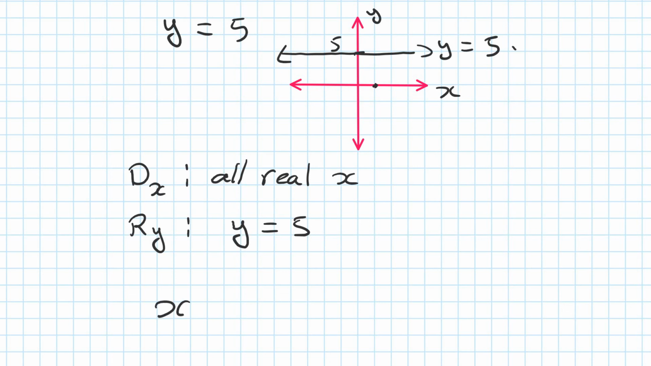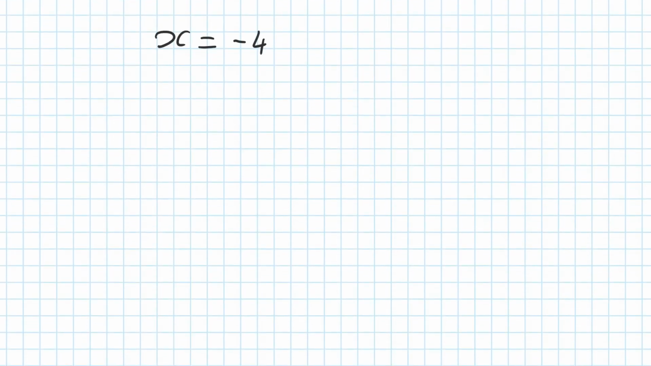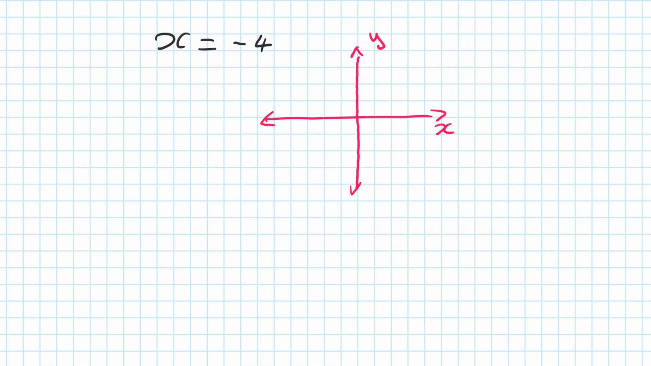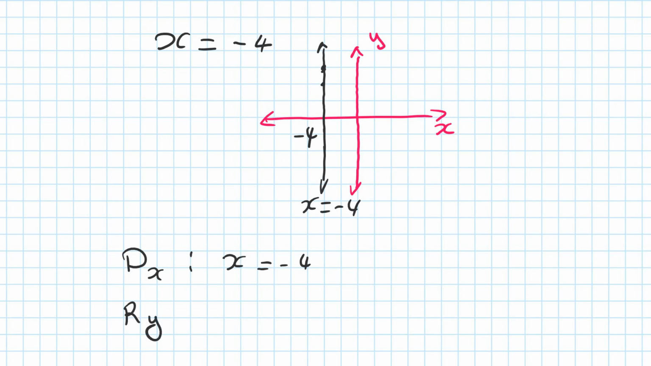How about x is equal to, let's say, x equal negative 4. So let's move this up. So when x equal negative 4, I just write here. So this is negative 4 here. So this line is x equal negative 4. So you can see no matter what y value is, x always equal negative 4. So the domain of x is x is equal negative 4. It doesn't matter what value of y is, x always equal negative 4. So the range of y is all real y. In another word, y can be any numbers, any real numbers. So that's why all real y.